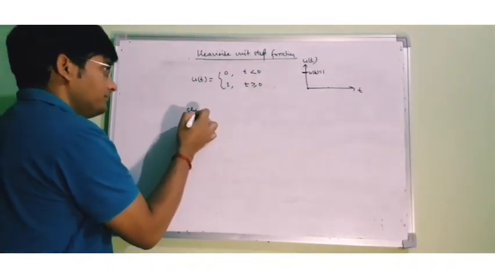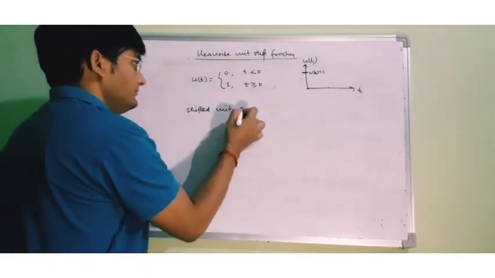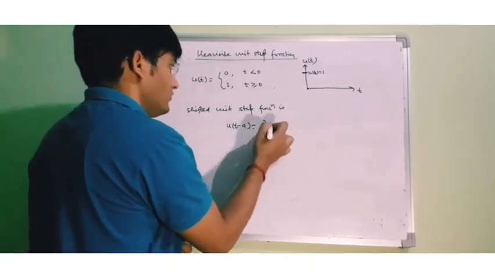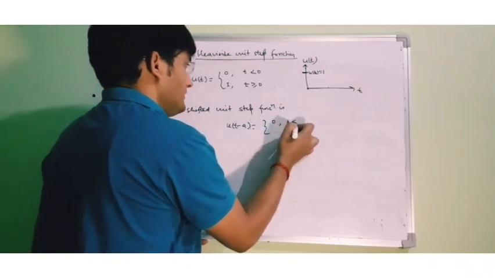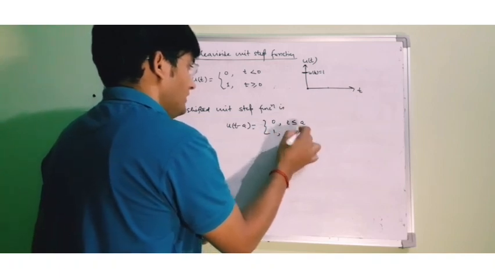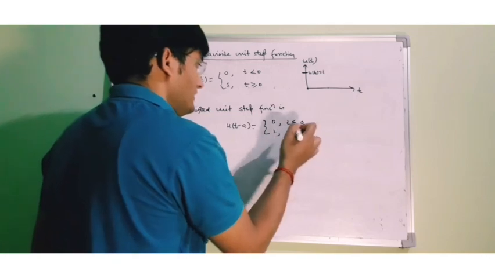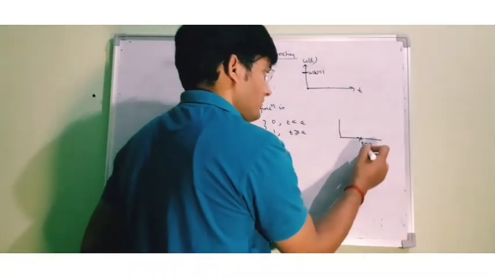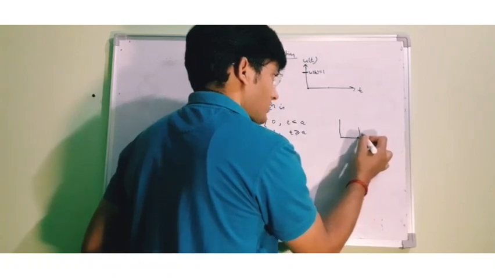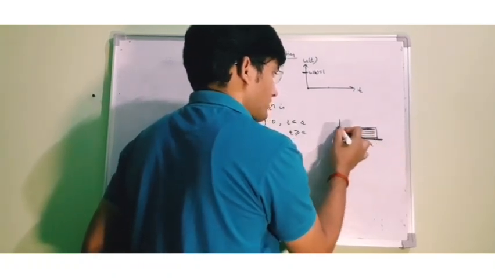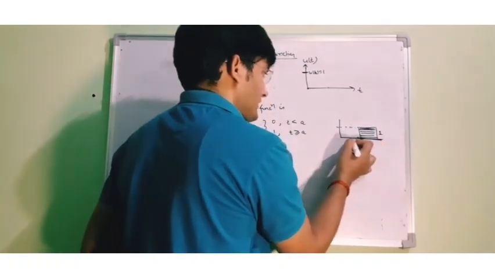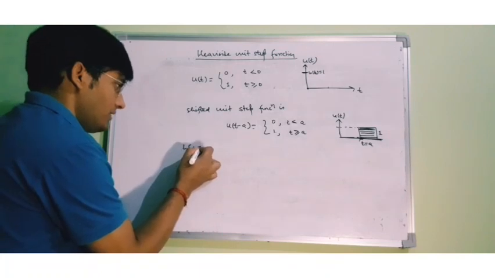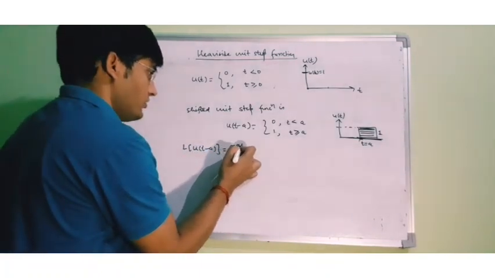And the shifted unit step function u(t minus a) is equal to 0 if t is less than a, and it is 1 if t is greater than or equal to a. So that means this is 1 if t is greater than some a. So on this side your u(t) is this unit, which is your 1, and if t is less than a, the value of u(t) is 0. So the Laplace of u(t minus a) is equal to e power minus as upon s.